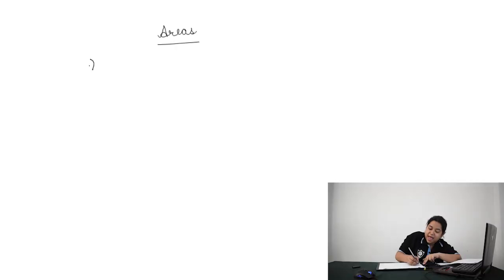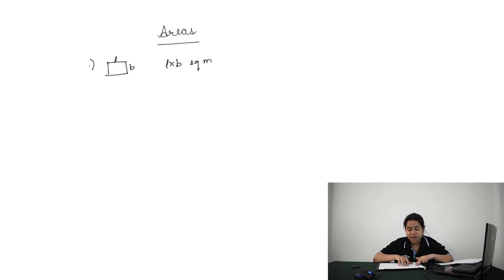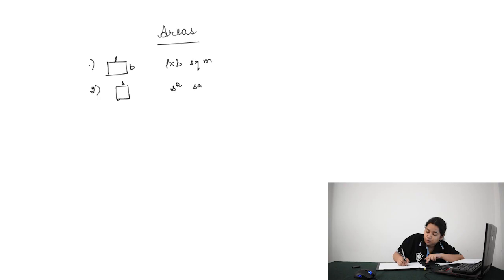So the most basic formula which we should know while studying areas is the area of a rectangle, and that is L into B square meters. So meter being the SI unit, and square because L and B both have meters with them. Then we have square. So area of square is the length of the side into the length of the side, square meters. That is side square, square meters.